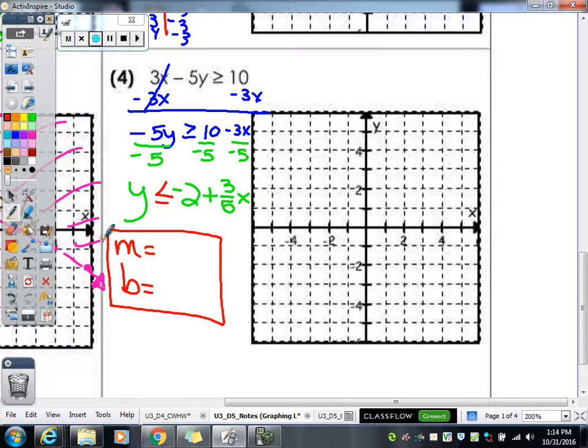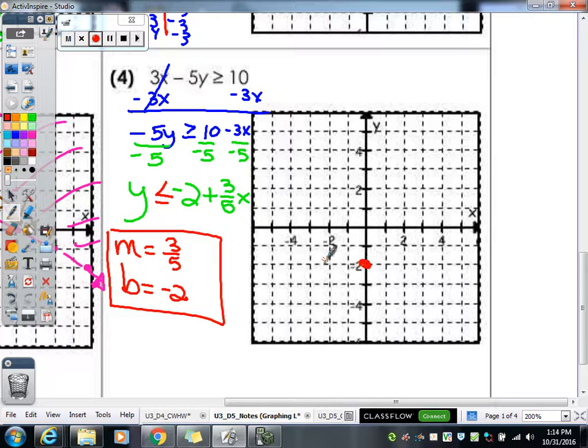A lot of you will look at that and say the M is negative 2. It's not, right? What is the M? It's 3 over 5, right in front of the x. And my B is negative 2. So I'm going to begin at negative 2 on the y-axis.